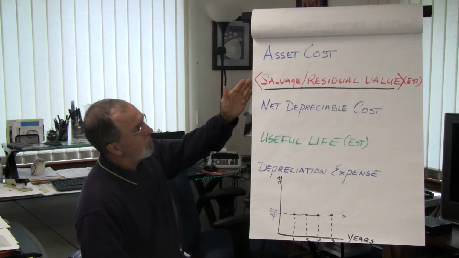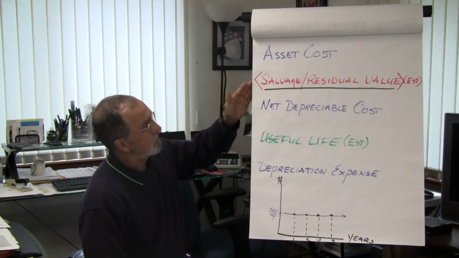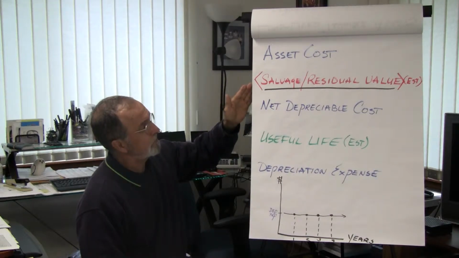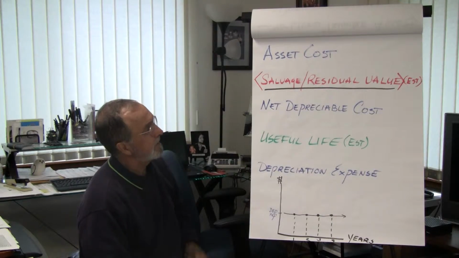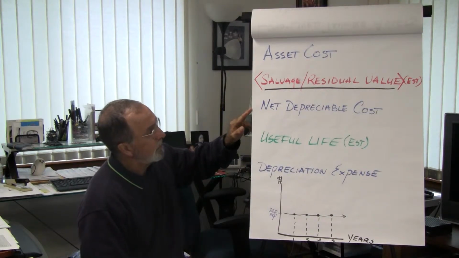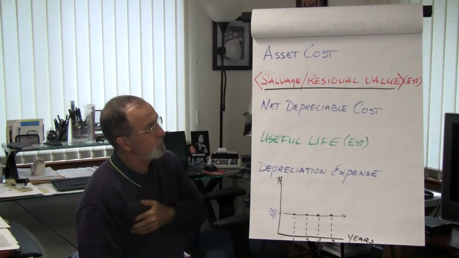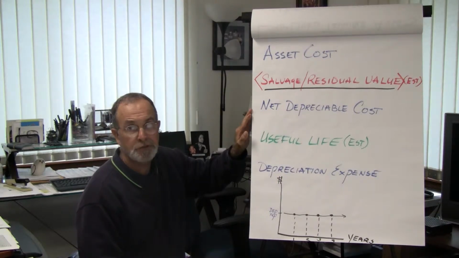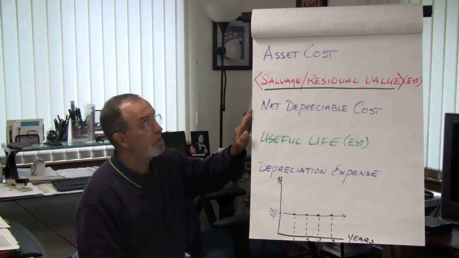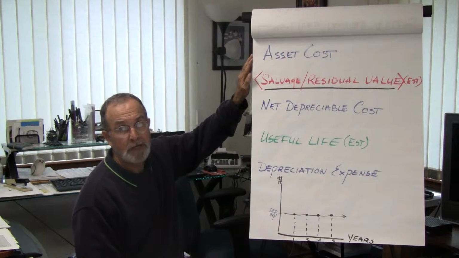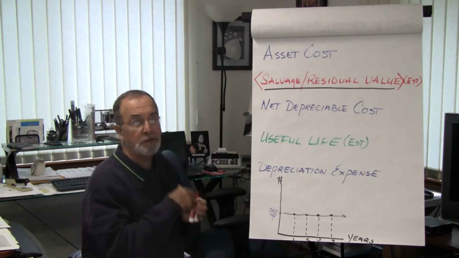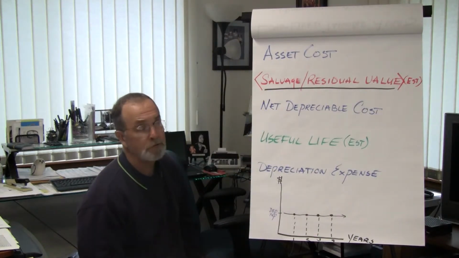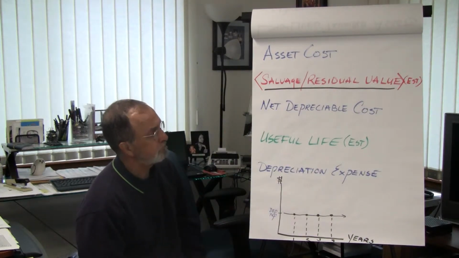So again, we start with the asset cost and we subtract our estimate of salvage or residual value for that asset. And after we subtract this amount, what we end up with is what we can call net depreciable cost. This is the amount of our asset acquisition costs that we will actually depreciate or allocate to future periods of benefit.